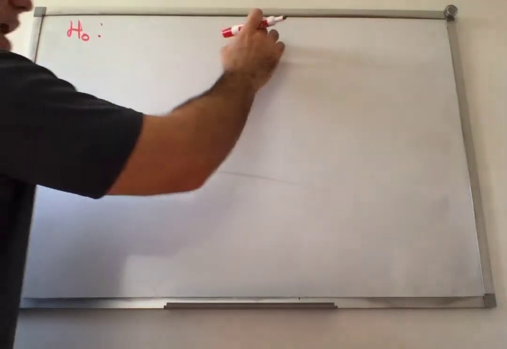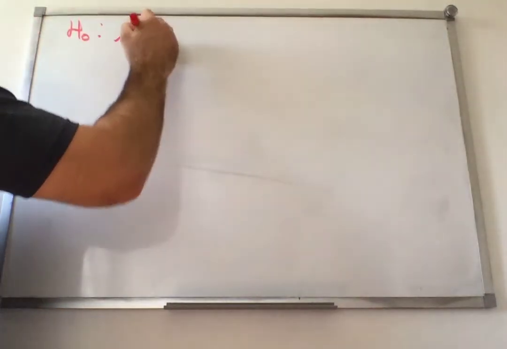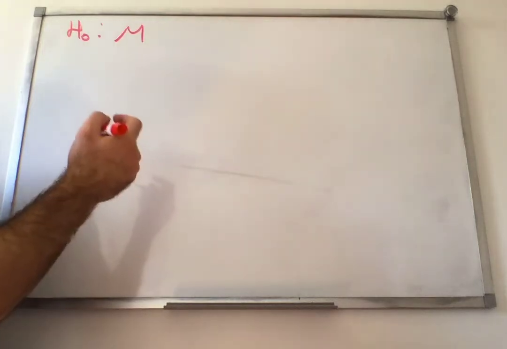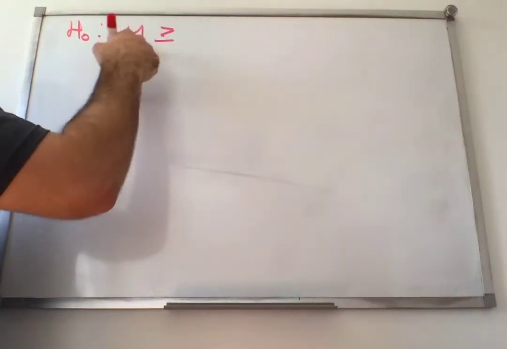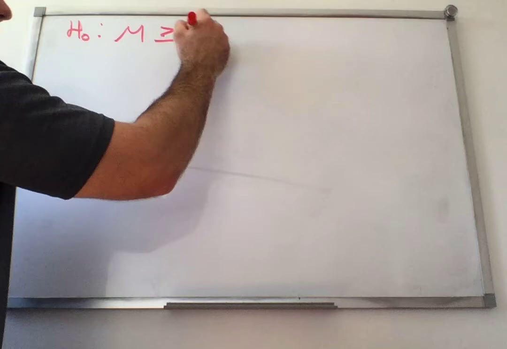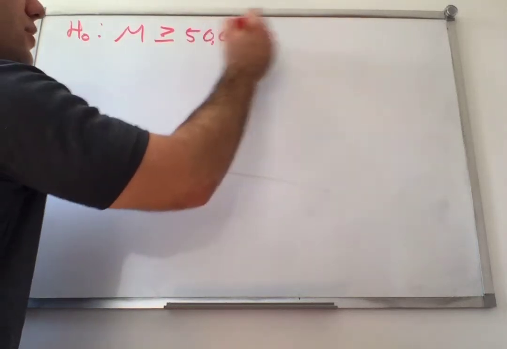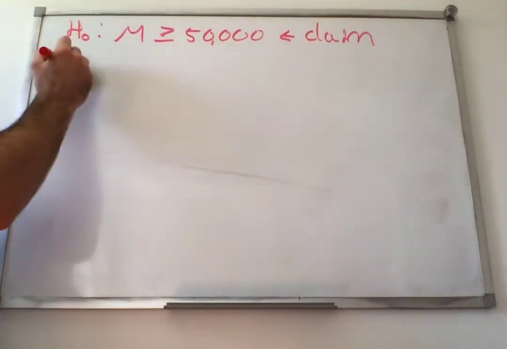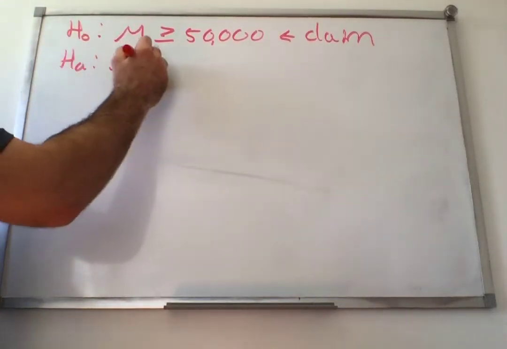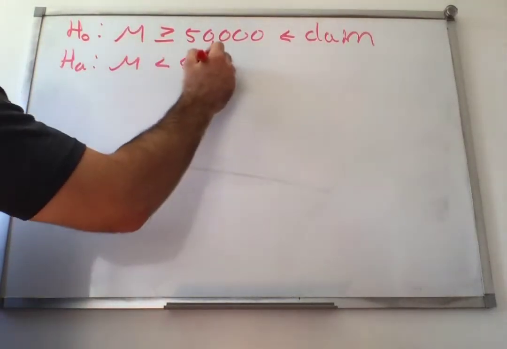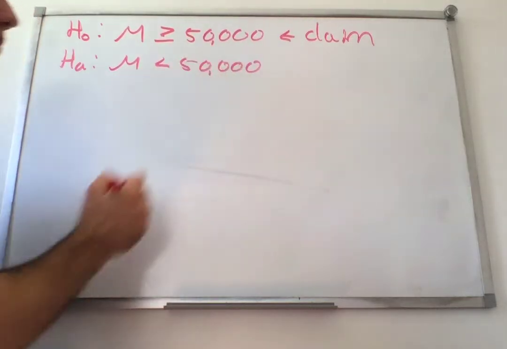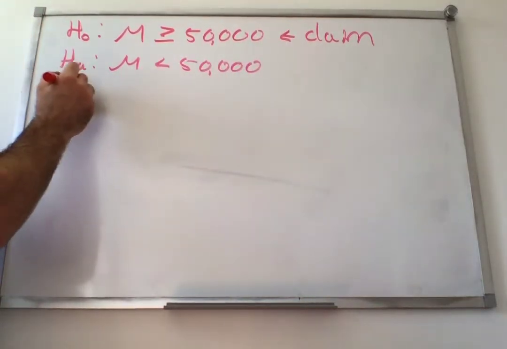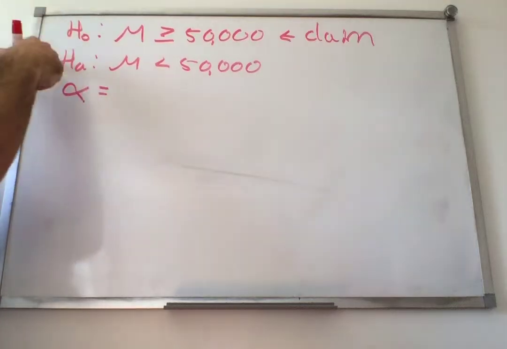The null hypothesis had the equal to sign in it, and if you remember when we wrote our claim, it was at least 50,000, at least had the equal to sign there. So here's our claim. That means our alternative hypothesis must be less than 50,000. So here is step 1.